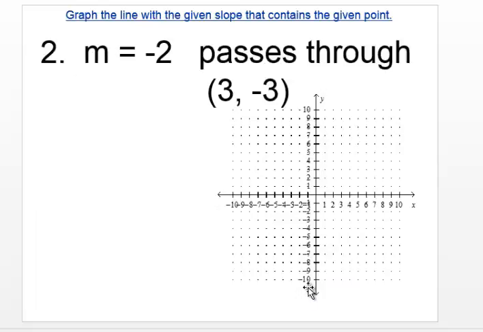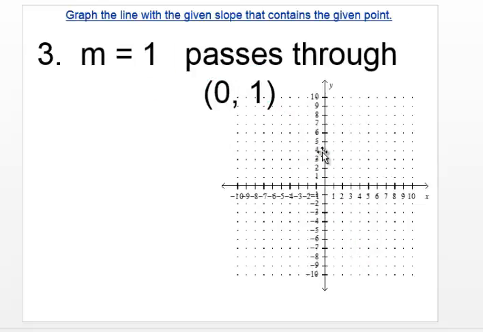The next example, another one where we'll graph the point first. So we have 3, -3. We'll do rise over run. So we'll go down 2 to the right 1, or up 2 to the left 1. That creates a negative slope. The line is going down.